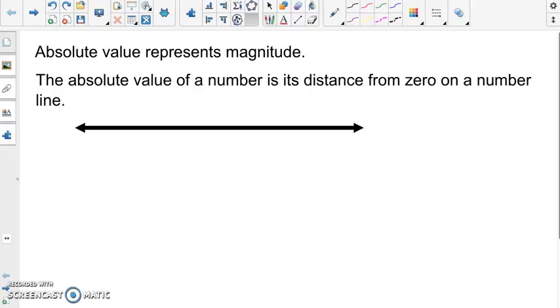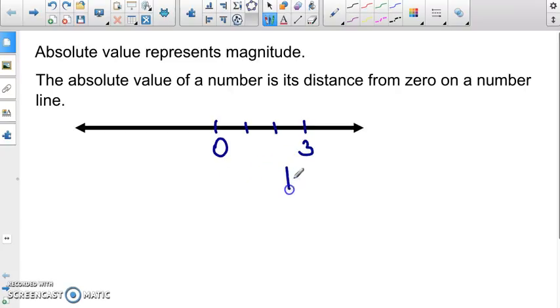Before I start to solve an absolute value equation, I just like to go over the definition of absolute value. The absolute value of a number is its distance from zero on a number line. So let's just mark this. This is my 0 point. So let's say 3 is over here.